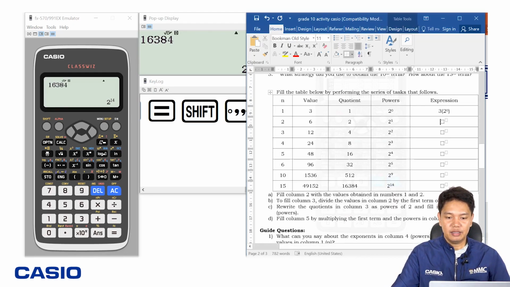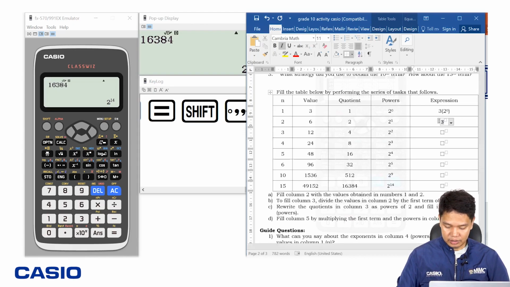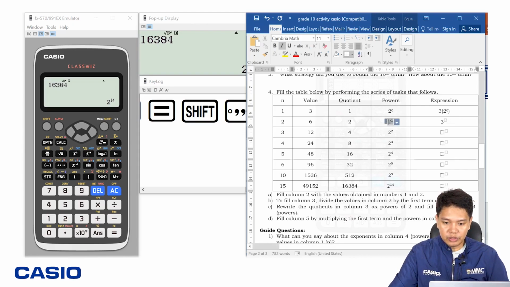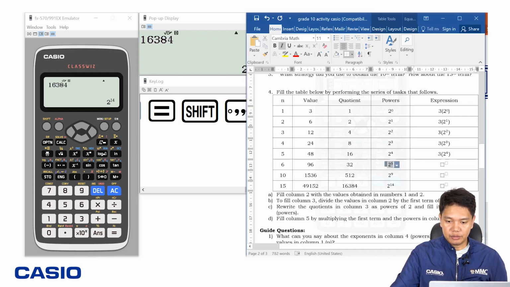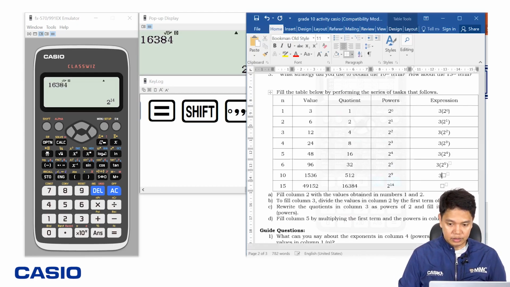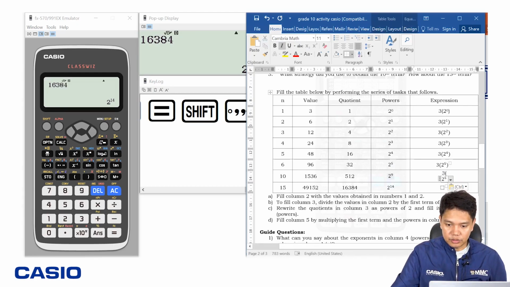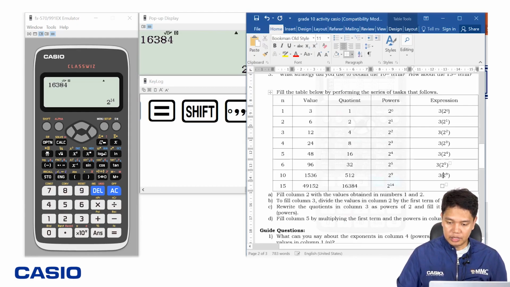Alright, multiplying the first term and the powers that we have in our fourth column, we have 3 times 2 raised to 1. Let's have rather the grouping symbol. And then 3 times 2 squared. And then 3 times 2 cubed. And then 3 times 2 to the 4th. And then 3 times 2 to the 5th. And then 3 times 2 to the 9th this time. And then lastly, we have 3 times 2 to the 14th.